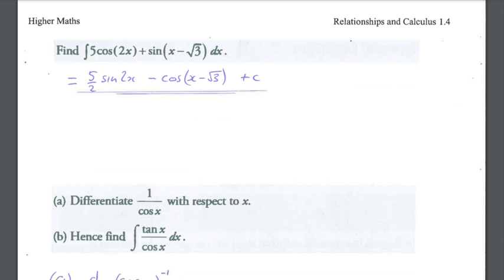Question number 4, the integral of 5 cos 2x plus sine of x minus root 3 dx. So again, we're just using the rules above. There are 2 separate terms here to integrate. Just integrate through using the same rules as above. Remember, root 3 is just a number, so that won't have any impact on the value of a for the second term here.